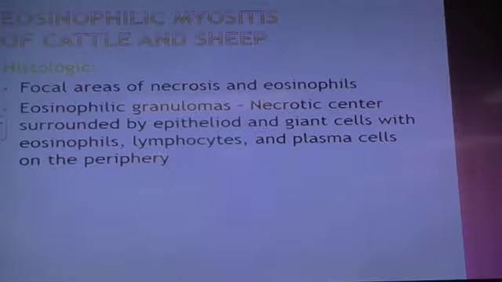Histologically, we would expect to see, obviously, eosinophils. So you have a marked infiltrate of eosinophils, and you see areas of necrosis as well. They can form eosinophilic granulomas, and that means you have both eosinophils and macrophages associated with those areas that are affected. It doesn't affect a specific muscle. It could be any muscle in the body that is affected by this eosinophilic myositis.